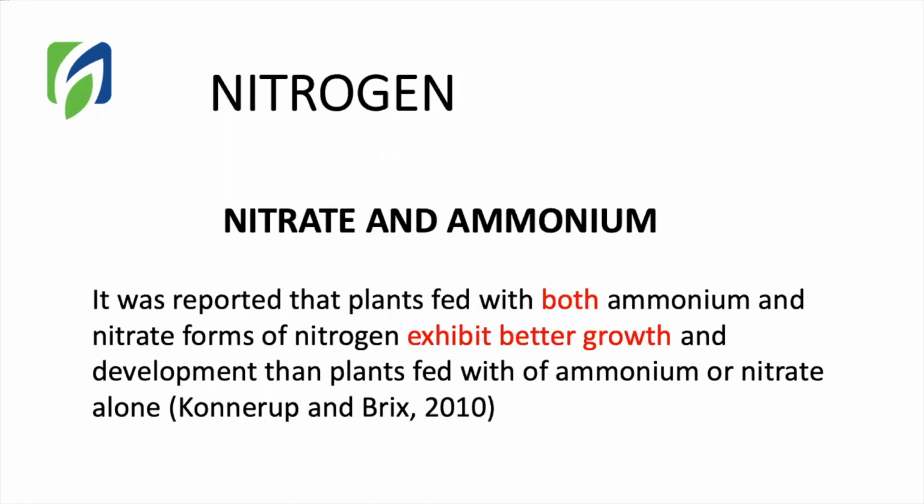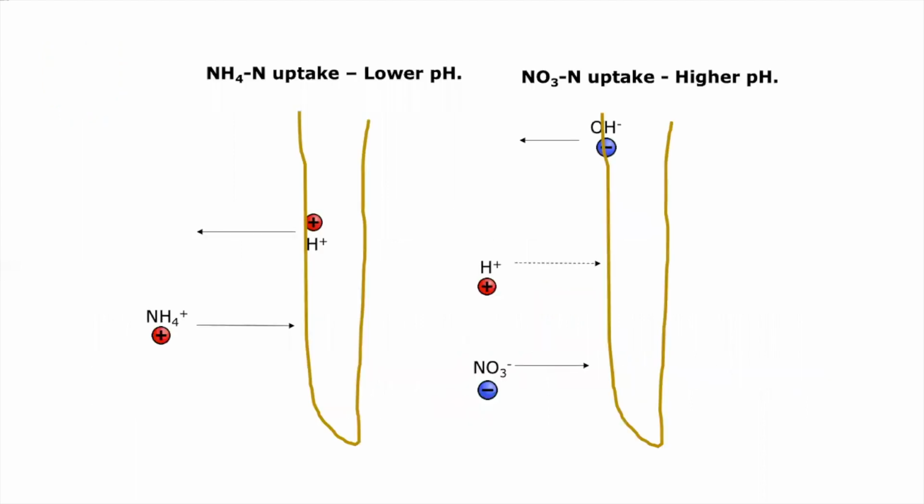Previous research has demonstrated that better results in plant development are achieved when plants are fed with both nitrate and ammonium, meaning we can have better results when using different ratios of ammonium and nitrate. But this is totally crop specific and you can have different results if you change the substrate. But what are the differences between nitrate and ammonium? First, they have different charges. One is an anion, another one is a cation.